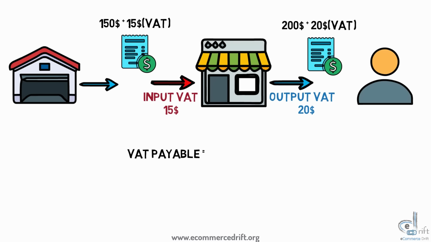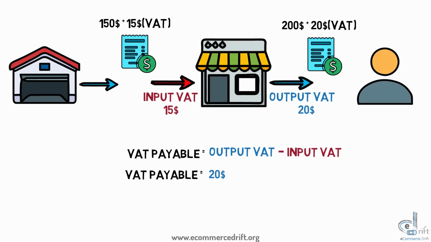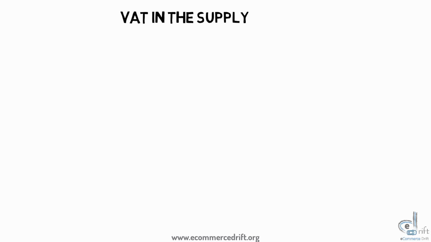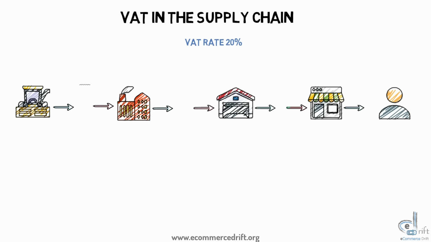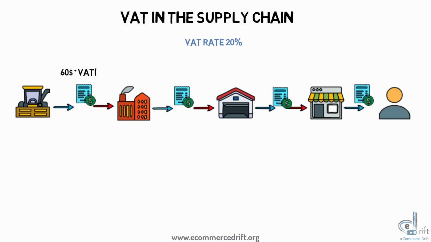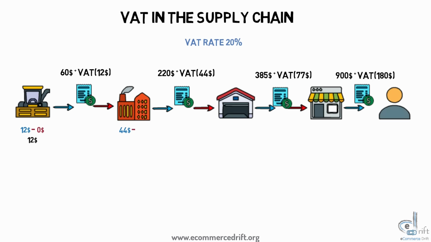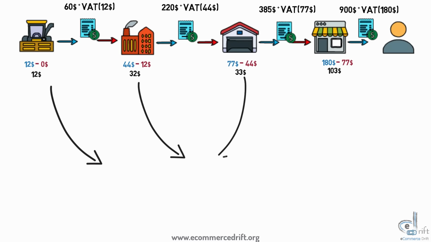So the VAT payable is output VAT minus input VAT for the retailer. That would be 20 minus 15, and $5 at the end. That will be the amount that will be given to the government by the retailer. Now let's take a bigger example because the same process is going to be applied across the supply chain. The blue arrows and the blue numbers show the output VAT, and the red arrows and the red numbers show the input VAT. And VAT payable can be calculated for each entity that is going to collect tax and submit it to the government.